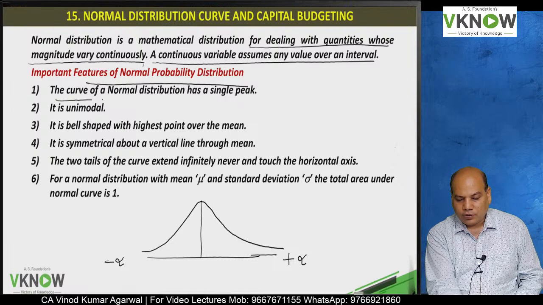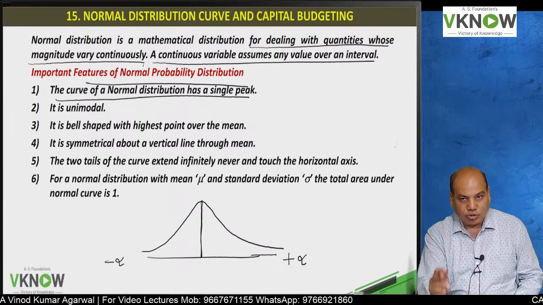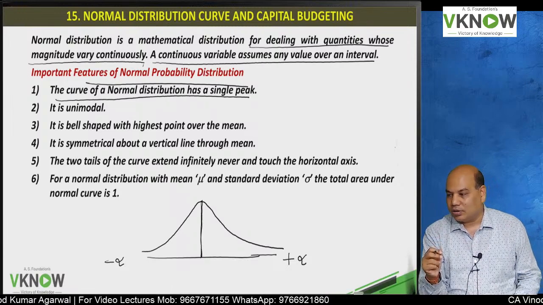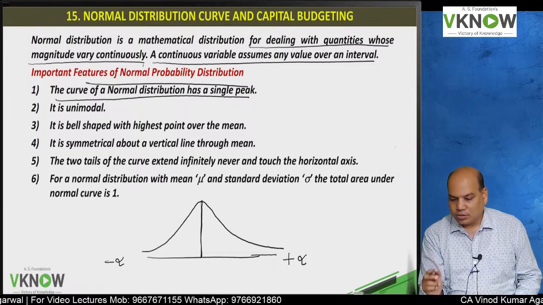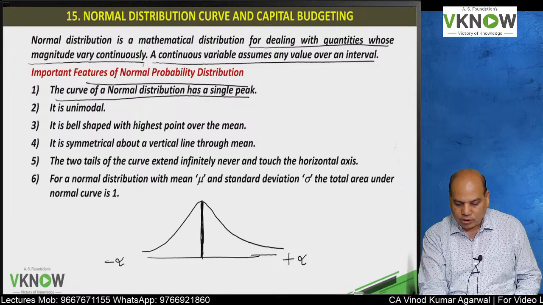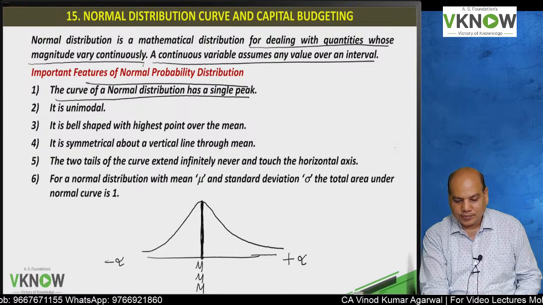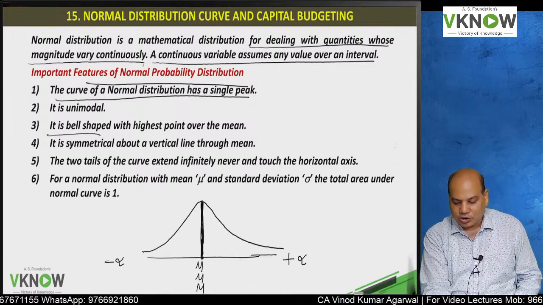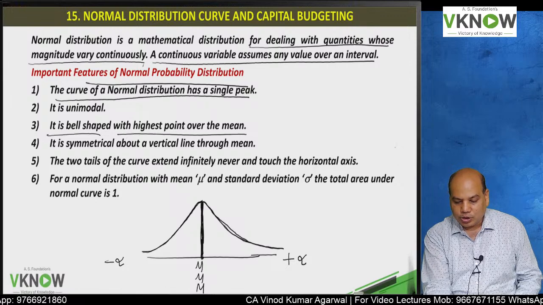So the important feature is that the normal curve of a normal distribution has a single peak. So you can draw this diagram. You have got 3 boxes on the right side for drawing the diagram. You can draw the diagram here and write this is the single peak. It is unimodal. There is only one mode. So mean, median, mode all are in the center. It is bell shaped. Can you see the shape? If you go to some temple, you will find a bell shape. A bell is like this and it has its highest point over the mean.